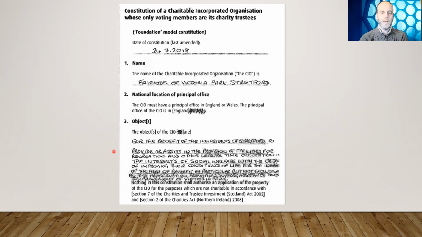Okay, it's pretty straightforward. And it's to provide or assist in the provision of facilities for recreation and other leisure time occupations. So it's to provide activities, services, things that people can enjoy, things that give people a break, things that mean they can enjoy life more. And the purpose of doing that is to improve their conditions of life. So it's to make life better for people. So this idea of saying we're going to put on recreational activities, leisure pursuits, that's fine. That's the means through which the charity can improve the quality of life for people.